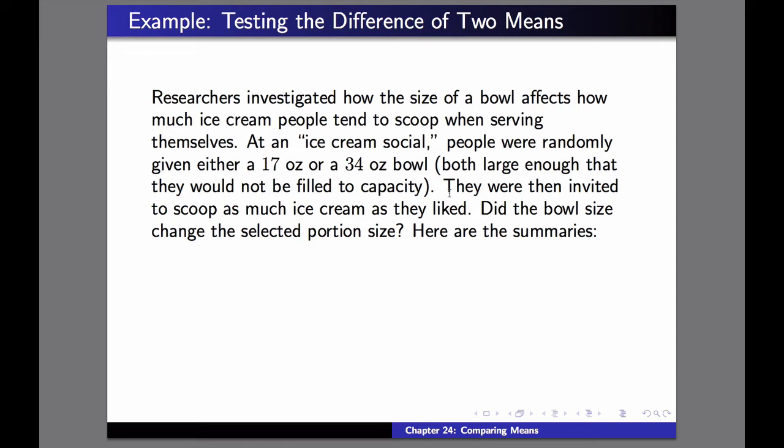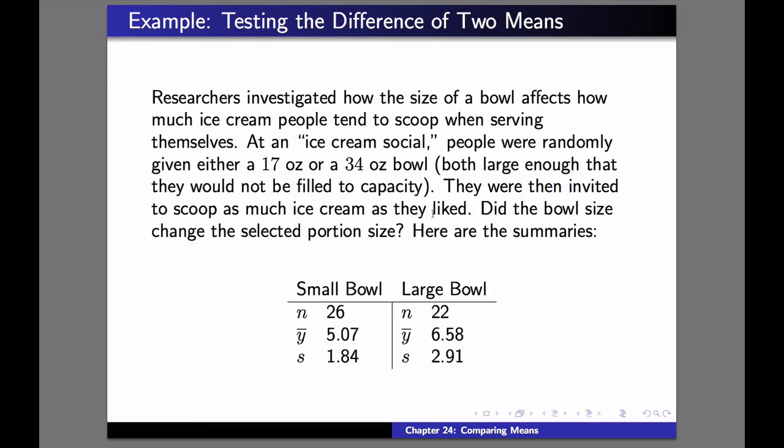Did the bowl size change the selected portion size? And here are the summaries. So we've got some data here. For the small bowls, 26 partygoers had a small bowl randomly assigned to them, and they filled it with an average of 5.07 ounces of ice cream, and the standard deviation from that sample was 1.84 ounces. Similar thing going on here with the large bowls. They had a sample size of 22, a mean of 6.58 ounces of ice cream, and a higher standard deviation here, 2.91 ounces.